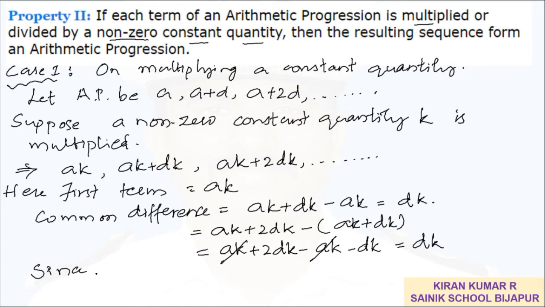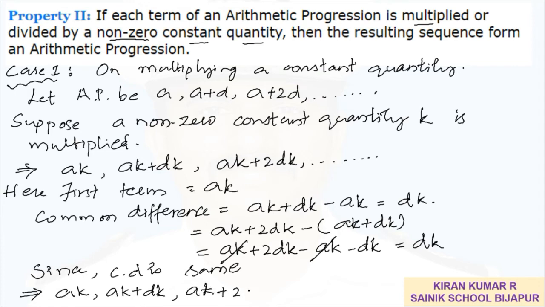Since common difference is same, this implies ak, ak plus dk, ak plus 2dk, and so on, is an AP. So whenever a constant quantity is multiplied to each term of an arithmetic progression, the new sequence formed also results in arithmetic progression.